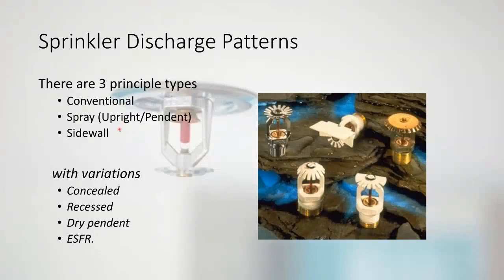You've also got sidewall heads, which is this one here and this one here. That's a horizontal sidewall. You'll see a lot of them in hotel rooms on the walls. Don't hang your jacket off them. And then the upright ones here. Other variants are concealed, recessed, dry pendant, and ESFR. Concealed heads are the flat plate type. Recessed is where the heads are on the two-piece rosette, but they're just tucked into the ceiling slightly. Dry pendants are used in dry systems, and ESFR used in early suppression fast response systems.